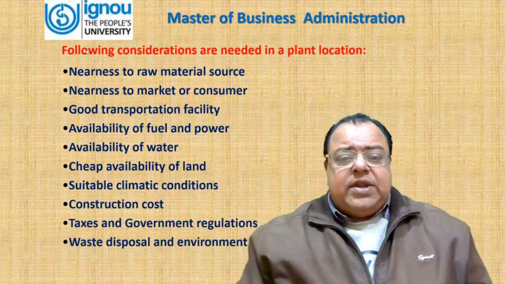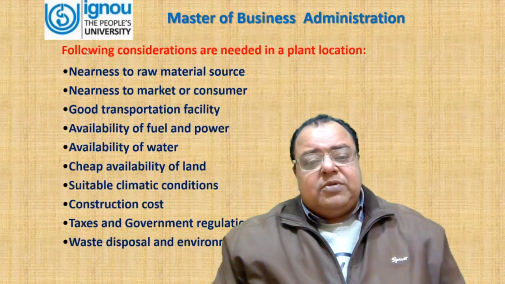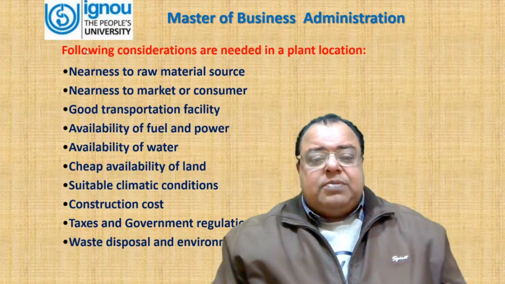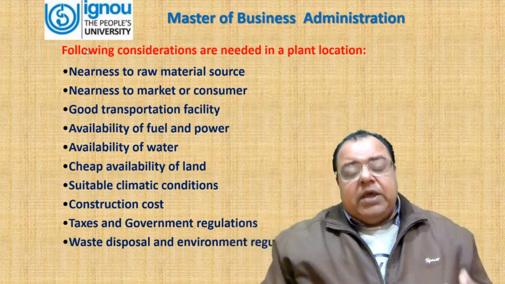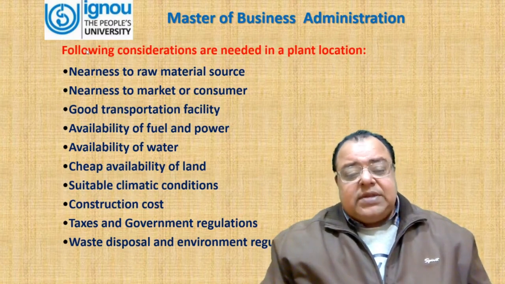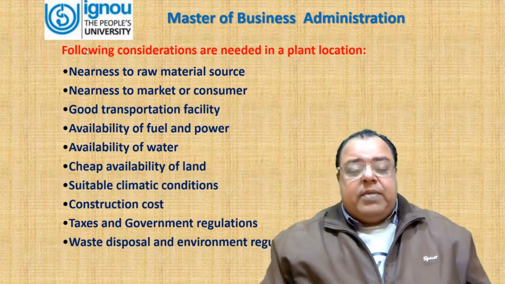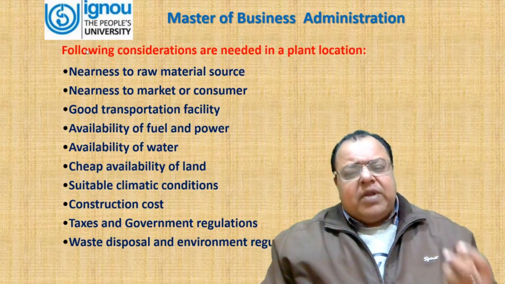The following considerations are needed in a plant location: nearness to the raw material source, nearness to market or consumer, good transportation facility, availability of fuel and power, availability of water, cheap availability of land, suitable climatic conditions, construction cost, taxes and government regulations, and waste disposal and environmental regulations. These are basically the considerations which are required for a plant location.